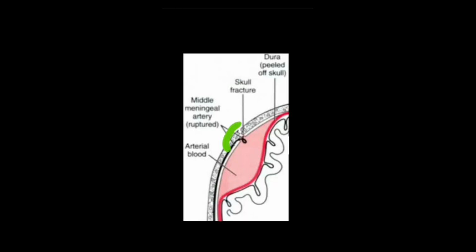In this picture, we can see the fracture of pterion and the rupture of the middle meningeal artery causing bleeding into the epidural space, and the bleeding causes a hematoma, which is a biconvex shaped hematoma known as epidural hematoma.